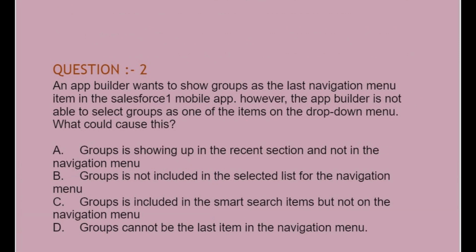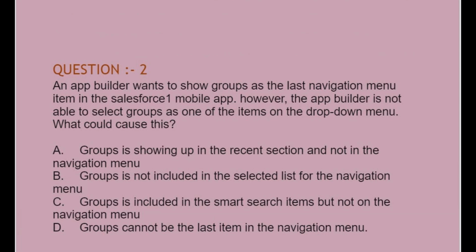Question is an app builder wants to show groups as the last navigation menu item in the Salesforce One mobile app. However, the app builder is not able to select groups as one of the items on the drop-down menu. What could cause this?